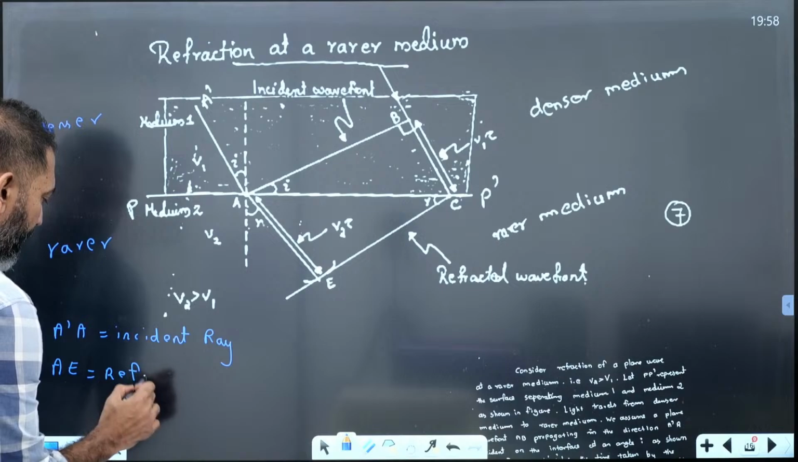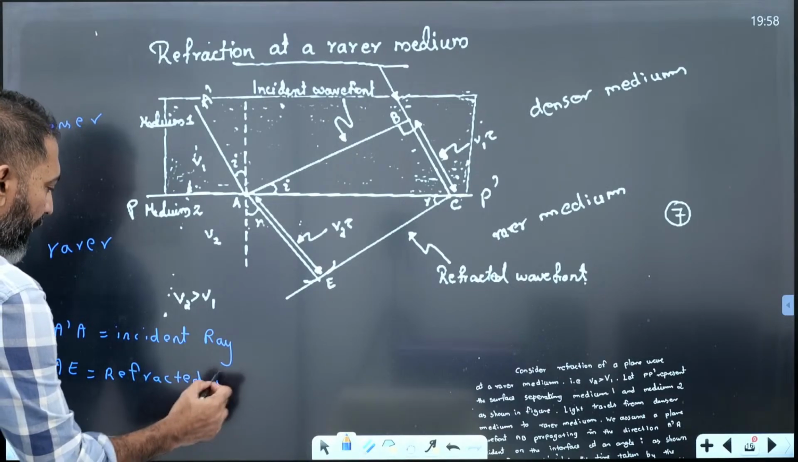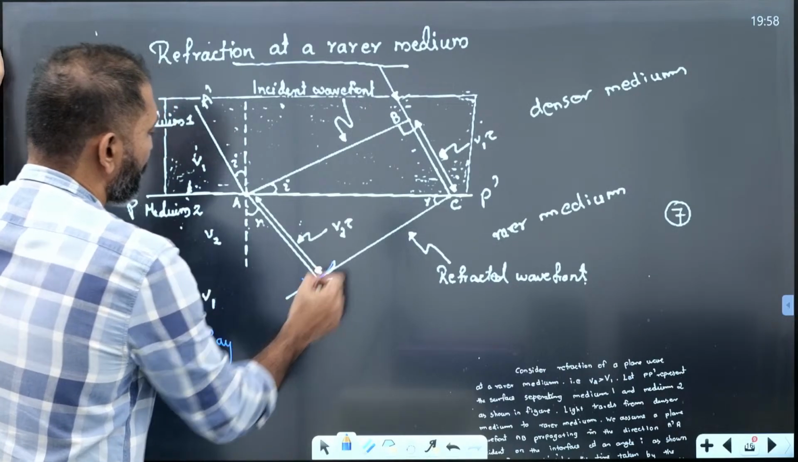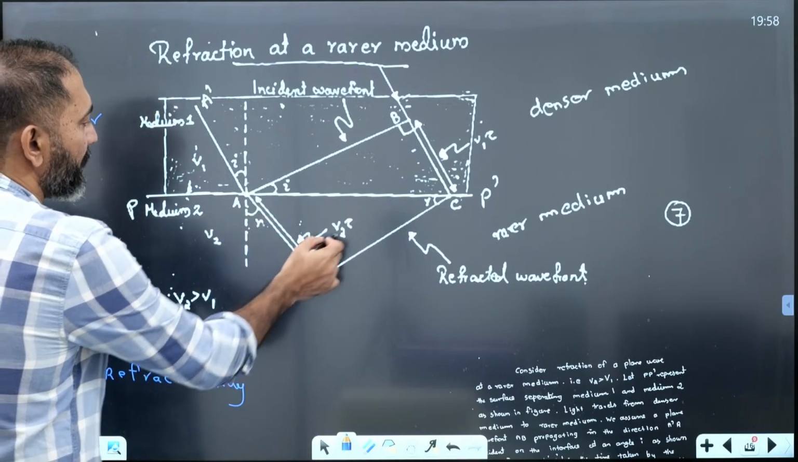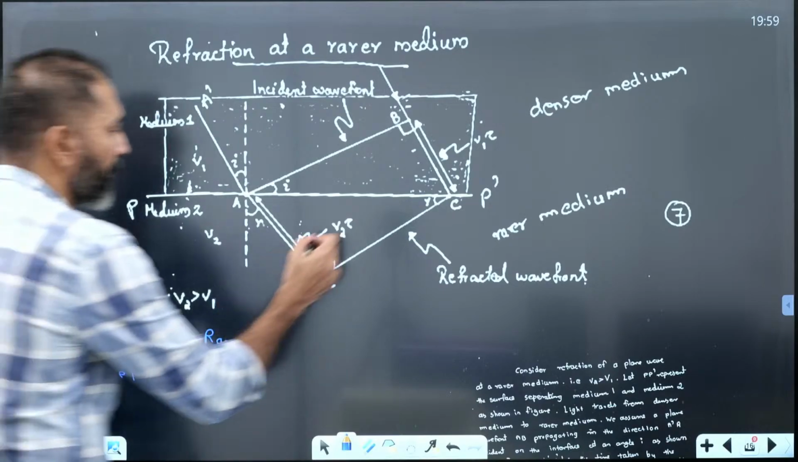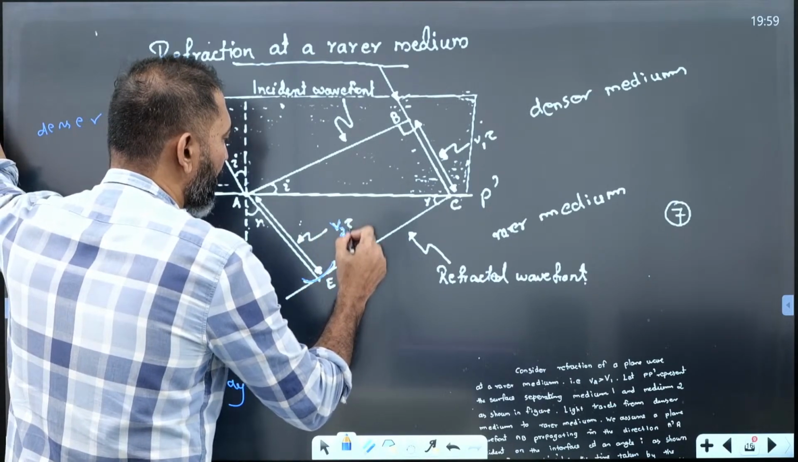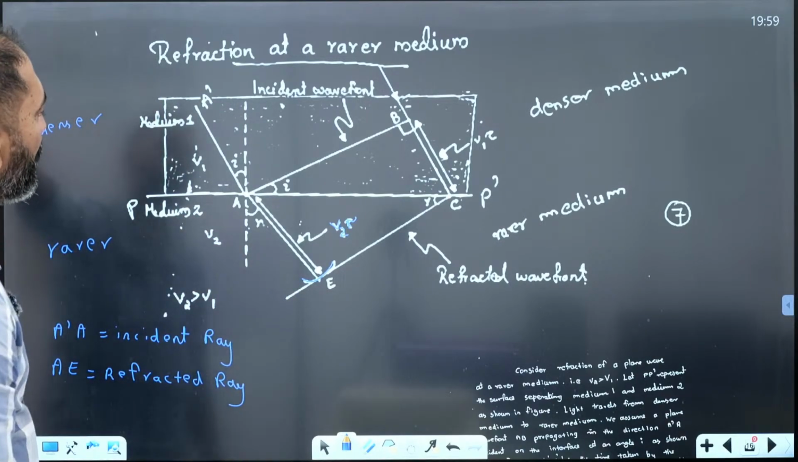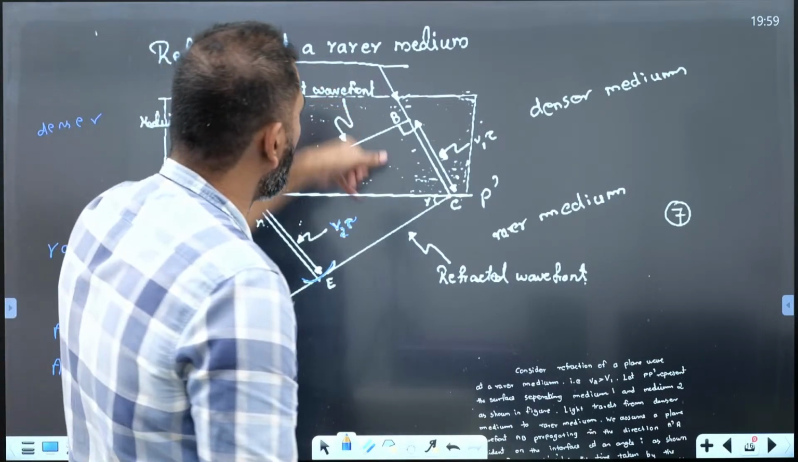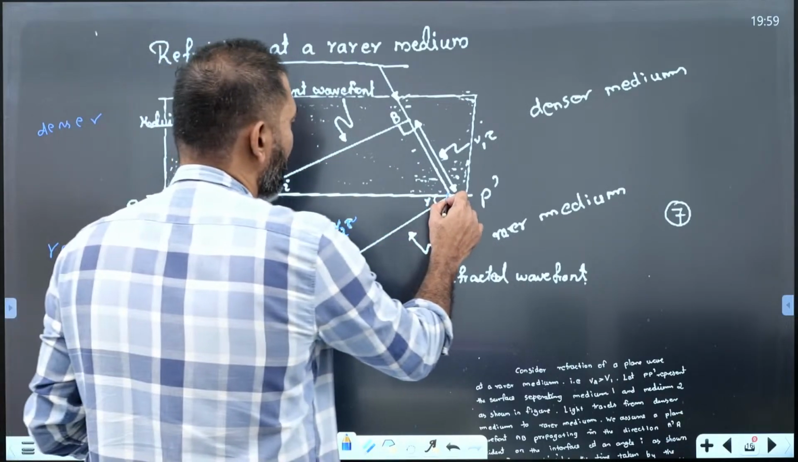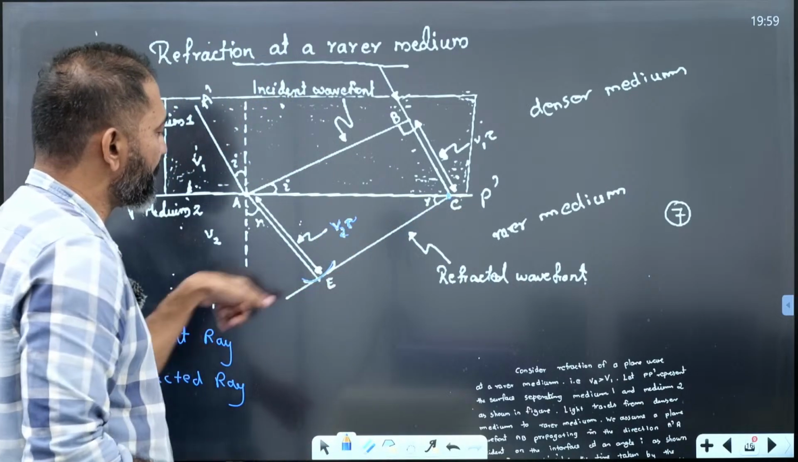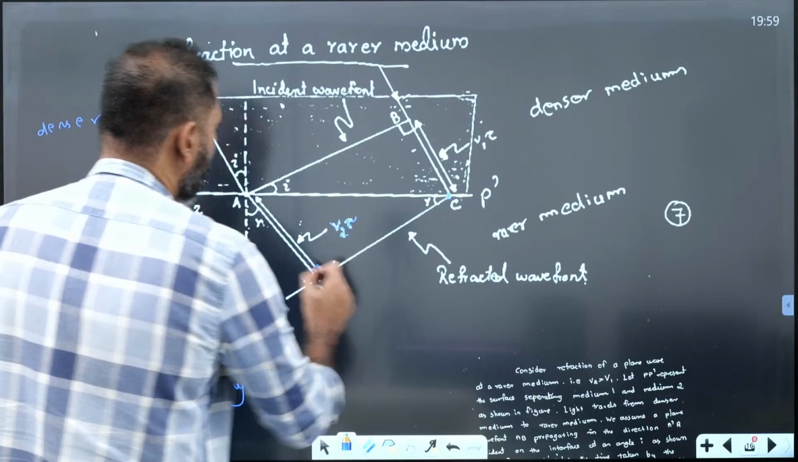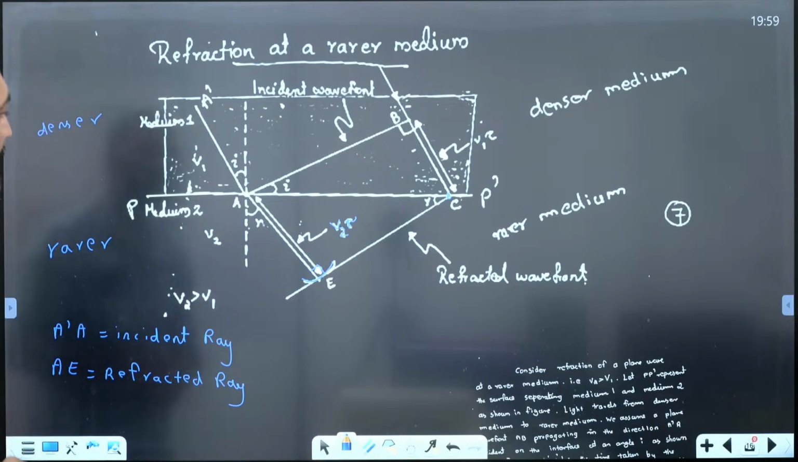How are we getting AE? From point A, we draw a sphere of radius V2 tau. Why V2 tau? Because it is in the second medium. Now AB is the incident wavefront. From point C, we draw a tangent CE to the sphere, so this angle will be 90 degrees. This angle is R.